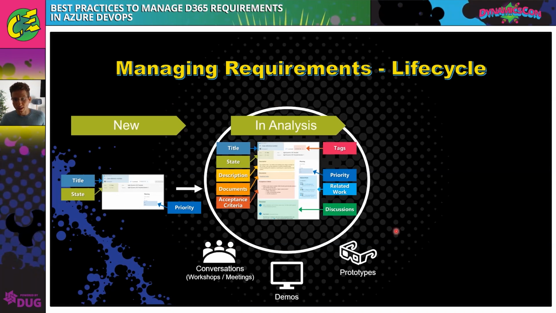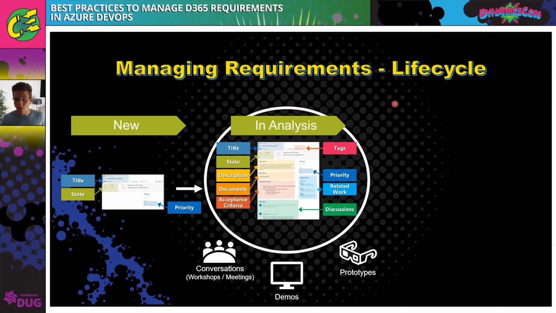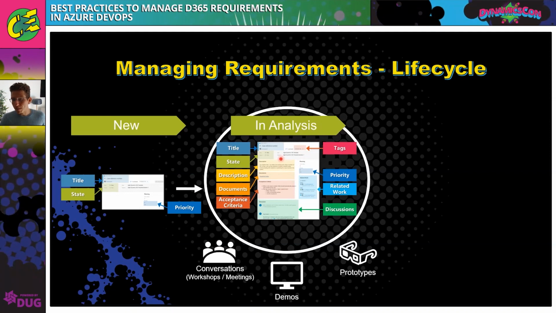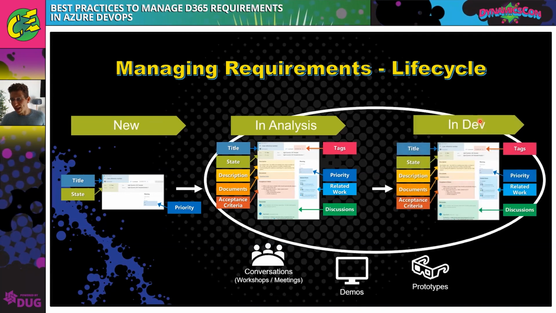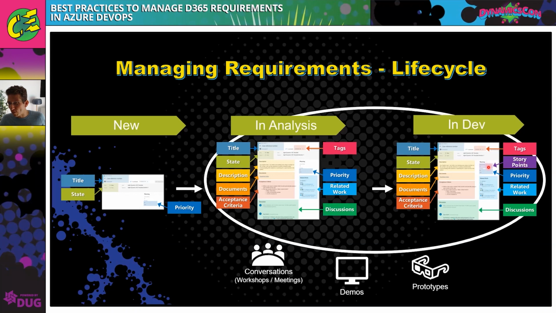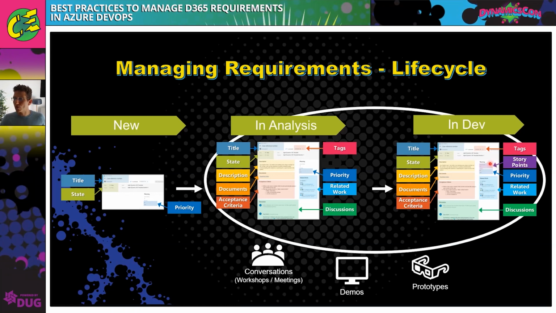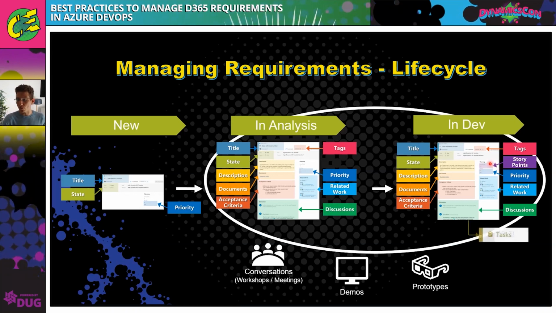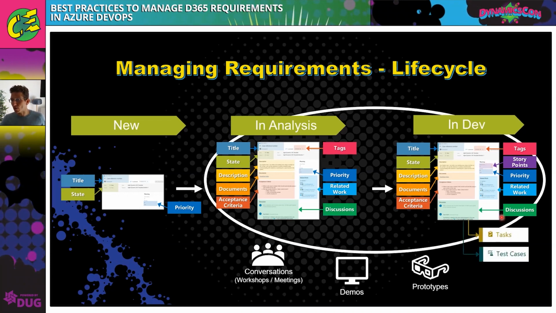Once you progress, it goes to analysis. Then once we get a bit of a shared understanding of what we want to do, acceptance criteria are defined, maybe I did a prototype or two, and we had a few conversations, we can move that story into dev. When you start the dev, you want to add the story points to be able to see how complex that story is for your dev team to build. So you create tasks for your dev team and maybe some test cases already.